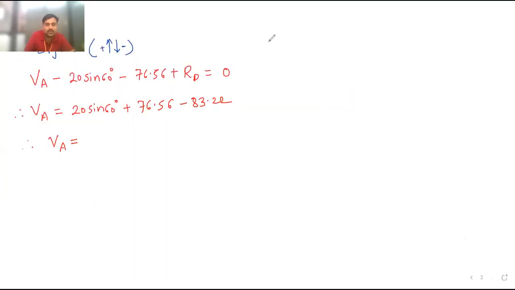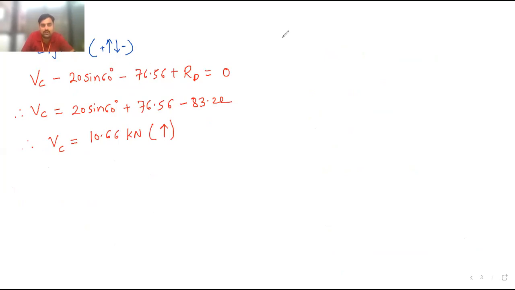Okay. So this is point C. It is not at point A, it is at point C. 10.66. Okay. So the answer is 10.66. Positive or negative? Positive. Okay. So our assumed direction is correct. It is moving upward. VC.